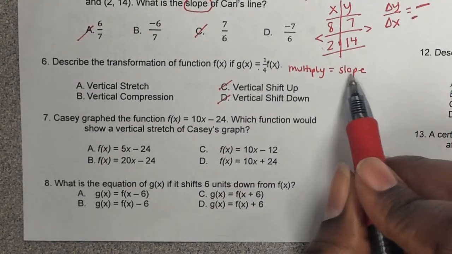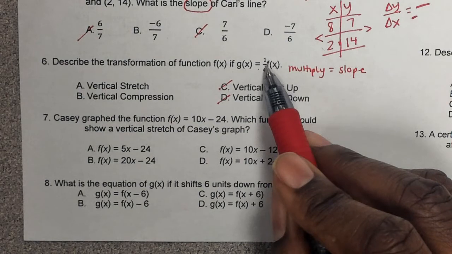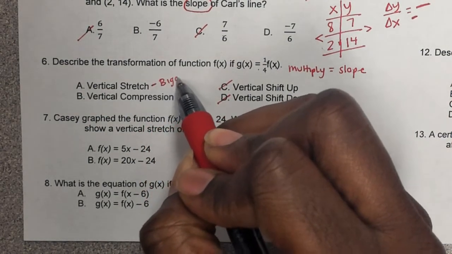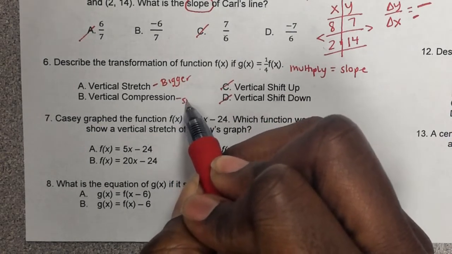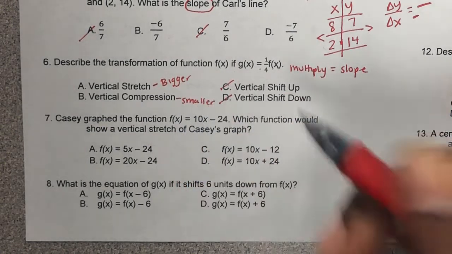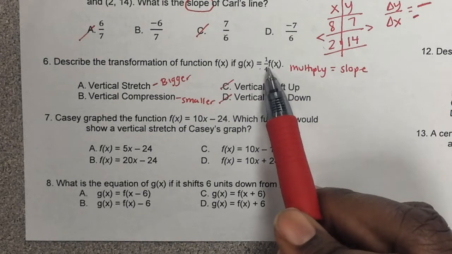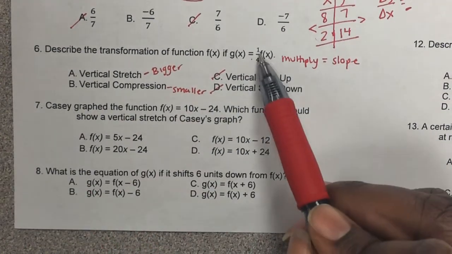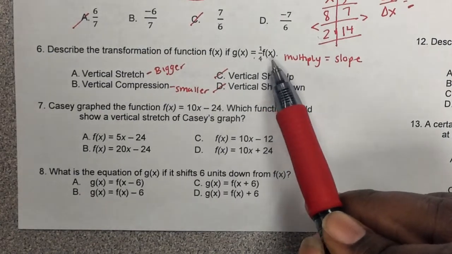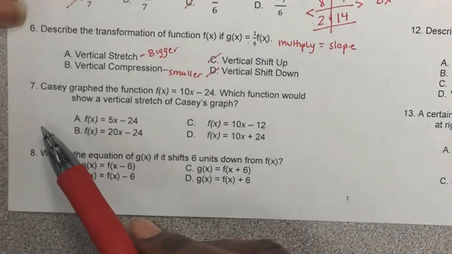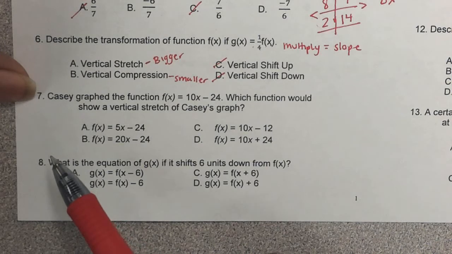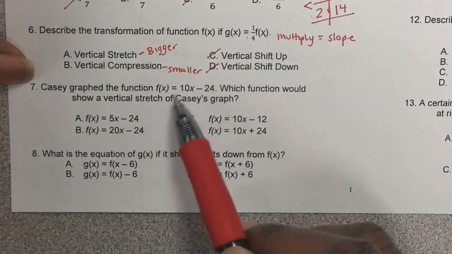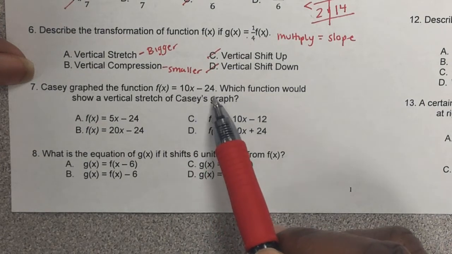Remember, if the slope is getting multiplied by a bigger number, that means it is stretching. Stretch means the number is bigger. Compress means the number is smaller. So this is a number that's smaller, so your compression should be your answer for that one, because it's a fourth times x, which is a compression. Please make sure you're circling the answers. Number 7, Casey graphed this function: f of x equals 10x minus 24.